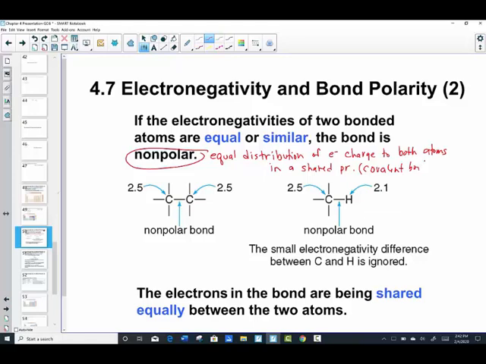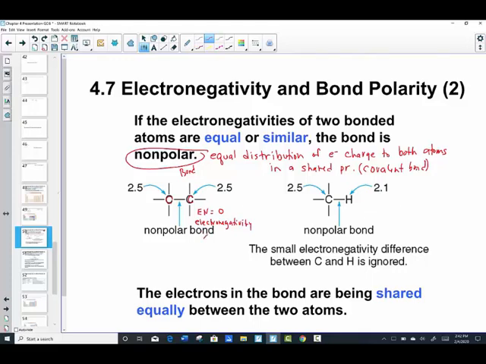So here we're writing down a good set of notes. A nonpolar bond means we have an equal distribution of electron charge. The electron clouds are evenly distributed to both atoms in the shared pair of electrons known as a covalent bond. Now, of course, if you have a like atom bonded to itself, the electronegativity difference is going to be 0. The EN difference of 0 means it's nonpolar.